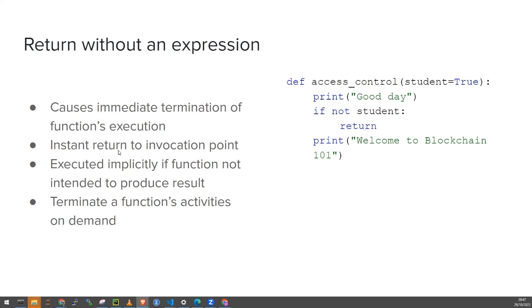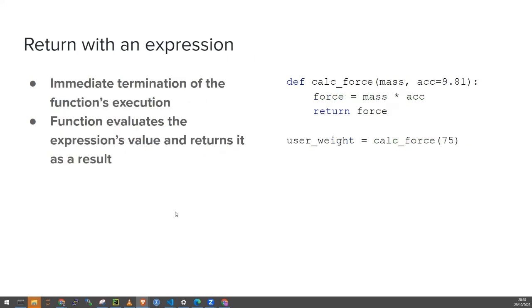So it causes an instant return to the invocation point. Essentially, in your code, it'll just go back to the point where you actually called the function. And sometimes it's executed implicitly if the function is not intended to produce a result, all right? So return with an expression. Just like before, the return causes immediate termination of the function's execution, and then it evaluates the expression's value and returns it as a result, right?